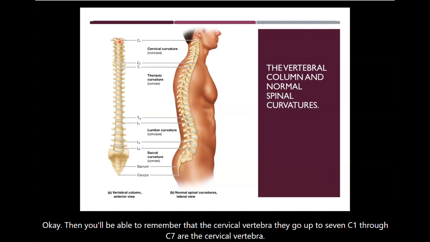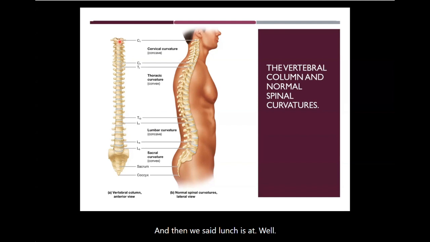Then you'll be able to remember that the cervical vertebra go up to 7. C1 to C7 are the cervical vertebra. And then we said lunch is at 12, so the thoracic vertebra go from T1 till T12. And then we said that early dinner is at 5, so the lumbar vertebra go from L1 to L5, okay? So this is how we label the vertebrae.